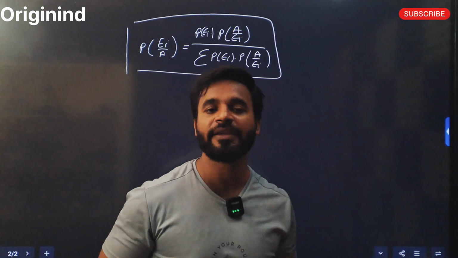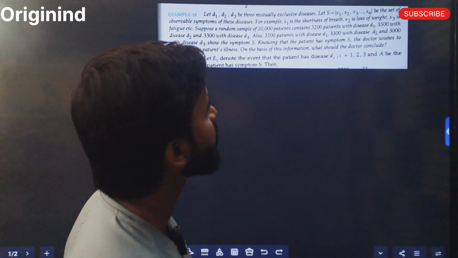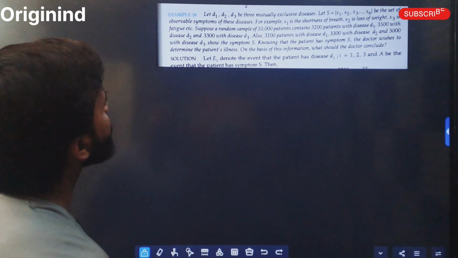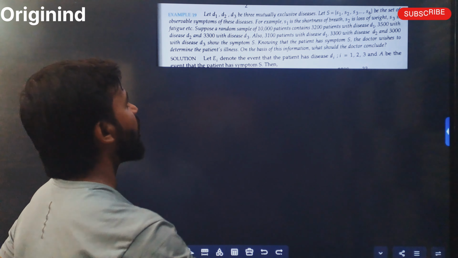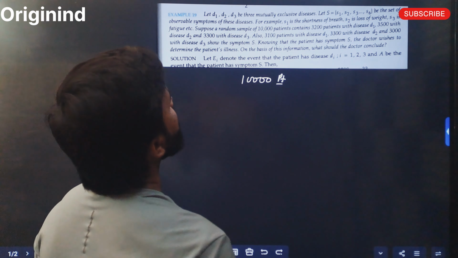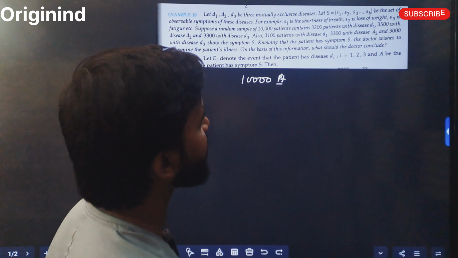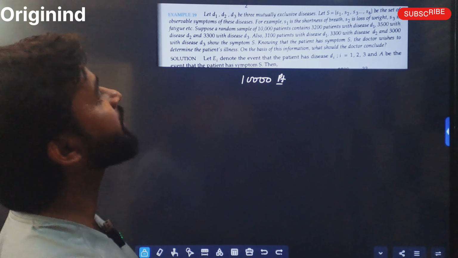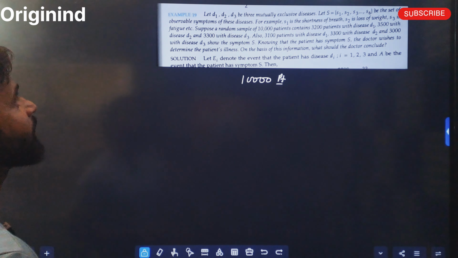Now the question is: let D1, D2, D3 be 3 mutually exclusive diseases. Let S equal S1, S2, S3 up to S6 be a set of observable symptoms of these diseases. For example, S1 is shortness of breath, S2 is loss of weight, S3 is fatigue, etc. Suppose a random sample of 10,000 patients, which has 3,200 patients with disease D1, 3,500 with disease D2, and 3,300 with disease D3.